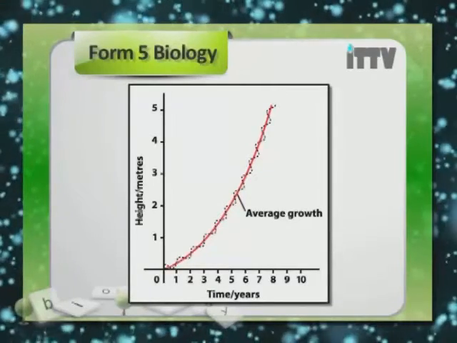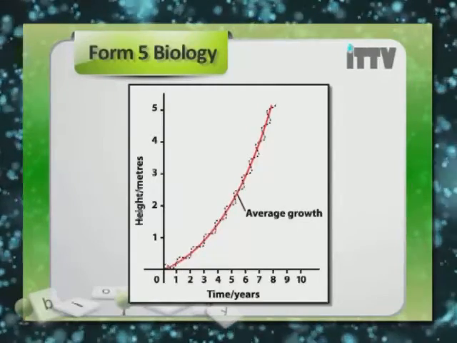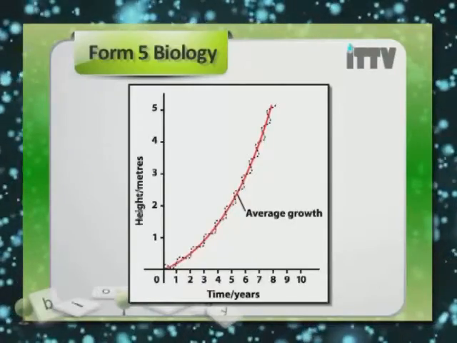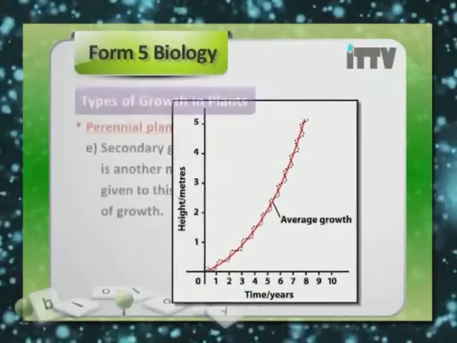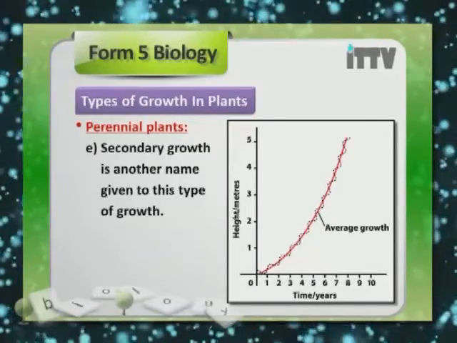So as you can see from the growth curve, it's a series of sigmoid curves, whereby each mini sigmoid curve represents 1 year of growth. And secondary growth is another name given to this type of growth.